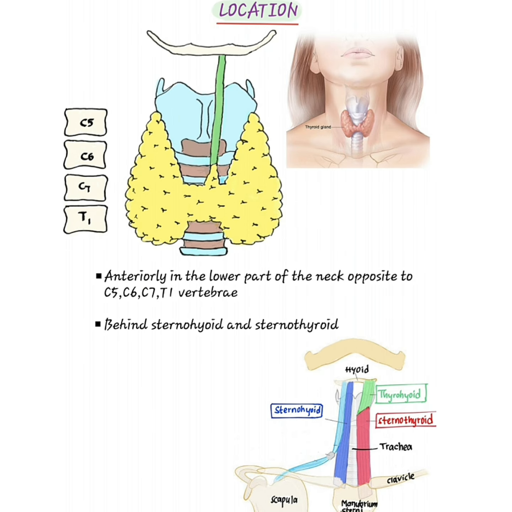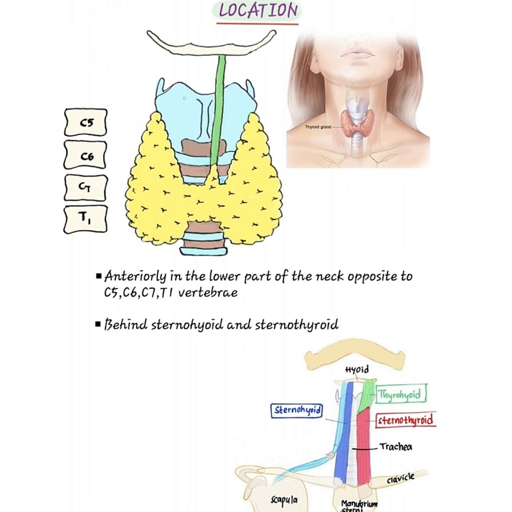Location. Where is the thyroid gland located? It is located anteriorly in the lower part of the neck opposite to C5, C6, C7 and T1 vertebrae. You can see the center is neck. It is present anteriorly in the lower part of the neck. It lies opposite to C5, C6, C7 and T1 vertebrae.